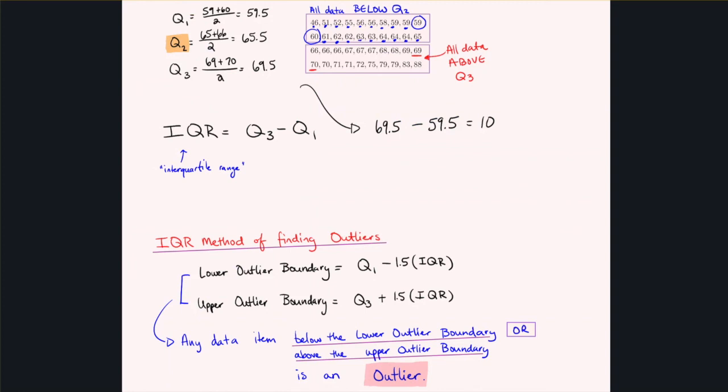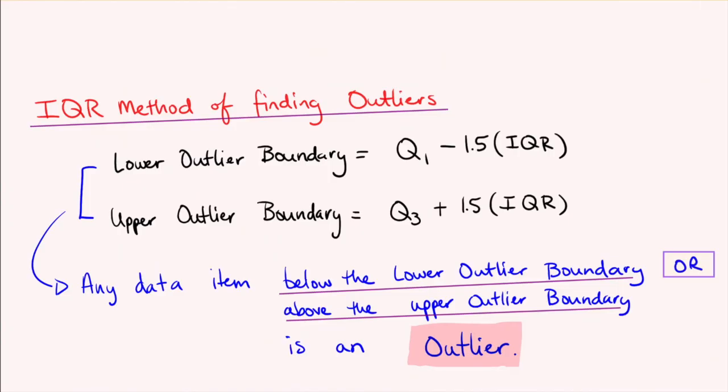Now, our last focus will be using the IQR, so the interquartile range. Once we can find this, we can then use it to identify outliers by the formulas here. Let's zoom in for a moment. If we know the IQR for a data set, then the lower outlier boundary is the Q1 value minus 1.5 times the IQR. The upper outlier boundary is then the Q3 value plus 1.5 times the IQR.